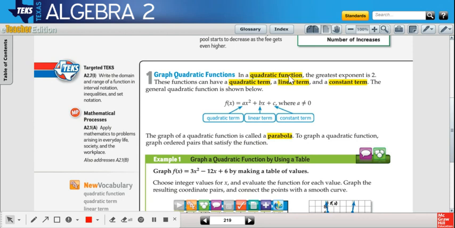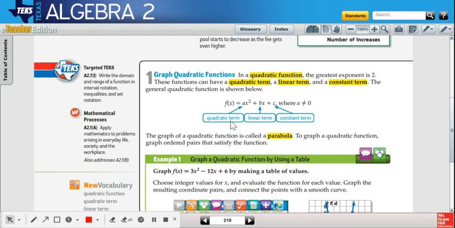In a quadratic function, the greatest exponent is 2. These functions can have a quadratic term, a linear term, and a constant term. The general quadratic function is shown below. The general form is f of x equals ax squared plus bx plus c, where a does not equal 0. As you can see, it is labeled where a is the quadratic term, b is the linear term, and c is the constant term.